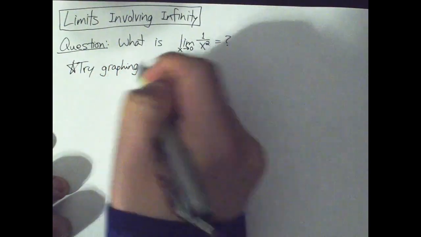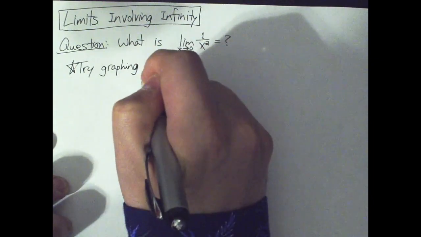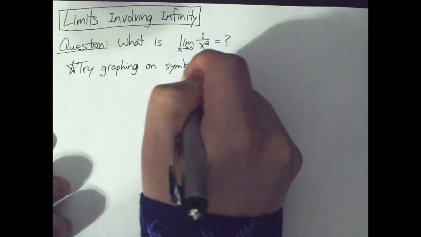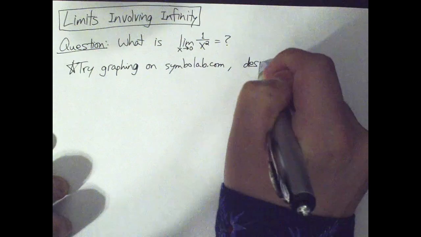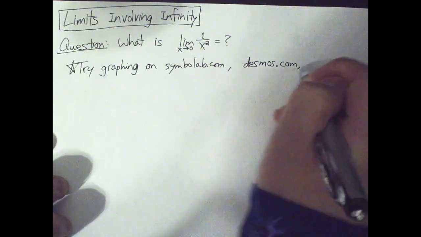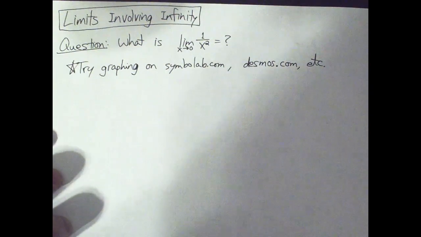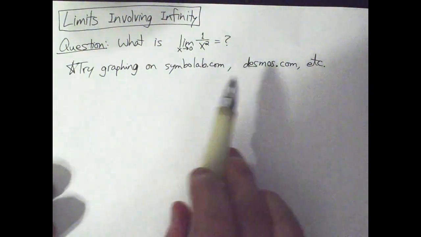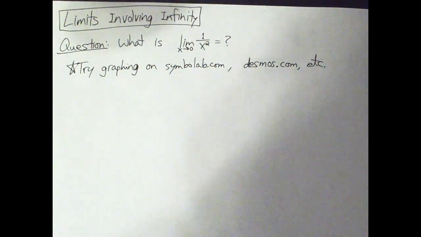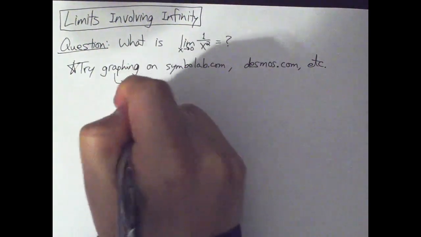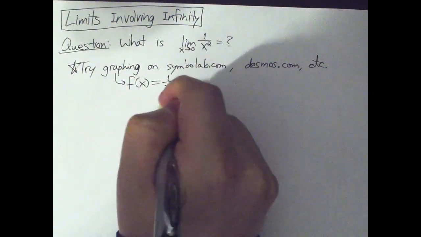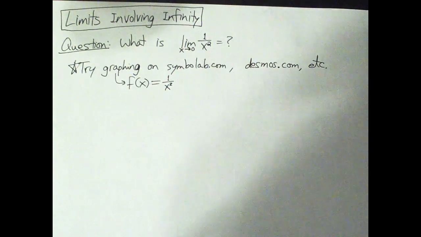Two websites that I like that work kind of like graphing calculators are symbolab.com. Another is desmos.com. I'll just say etc. I actually think in this case desmos.com is probably better. But anyway, you could take a minute and try this. You could pause the video if you'd like and see if you can graph the function f of x equals 1 over x squared and try to investigate what happens as x approaches 0.